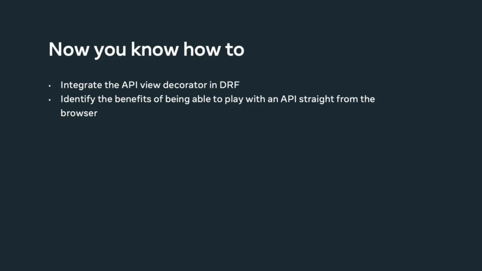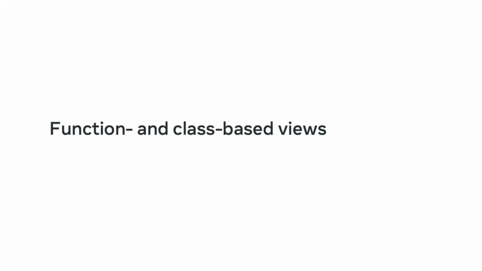Isn't that neat? In this video, you learned how to convert the standard API output to something more useful, a browsable API interface, with the help of the API view decorator function in DRF. You also learned about the other benefits of using this decorator, like authenticated API endpoints and rate limiting. By now, you should know how to create function-based views.